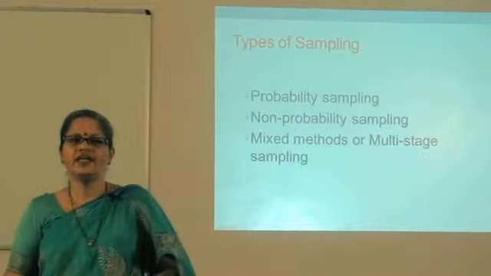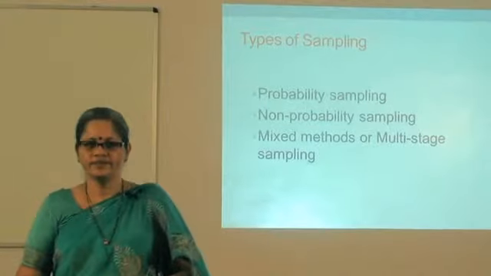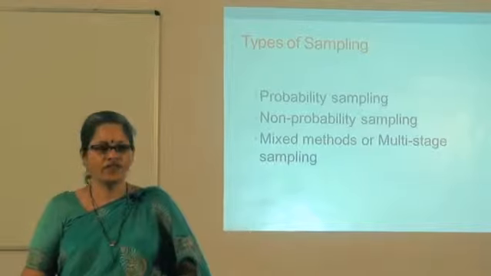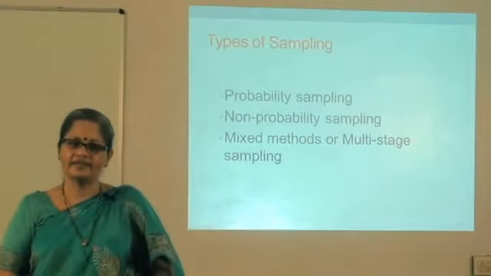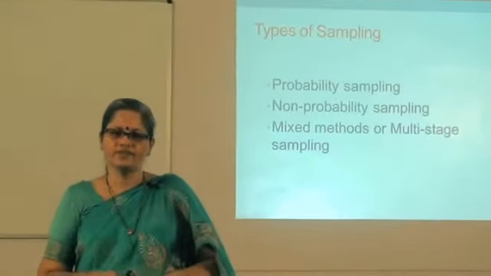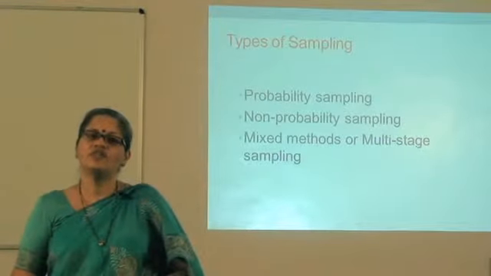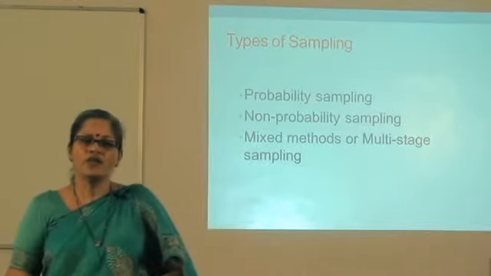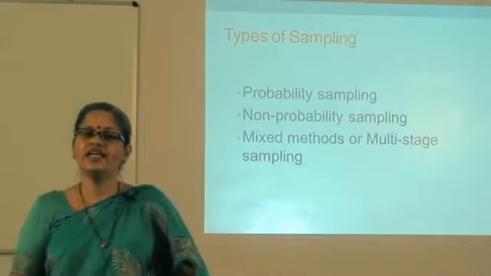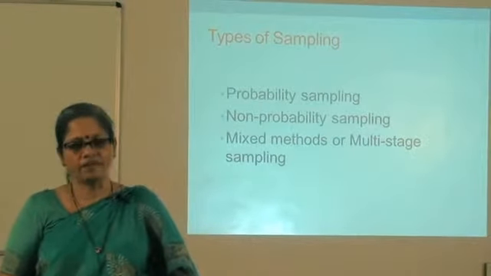Do you remember when we were young, we used to play with the coin, right? We used to toss the coin and predict what will come, head or tail, right? Since there are only two sides for the coin, the probability was 50-50%. So that is the meaning of the term probability. So probability sampling depends upon the probability of each individual to get selected in that particular sample.